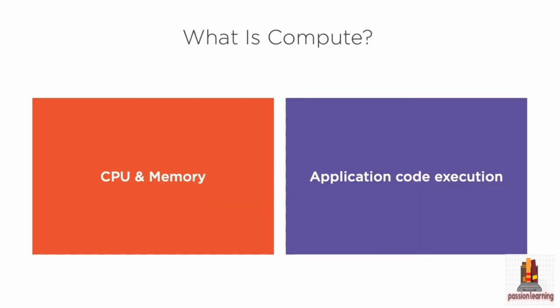When we talk about compute in Azure or in the cloud, we're really talking about the CPU and the memory that you're going to use to run your application code. Whether that comes in the form of a virtual machine where you're specifying a CPU and memory, or you're choosing a particular scale size for a service, such as an app service that might host your web application. But it's all about running your application code.